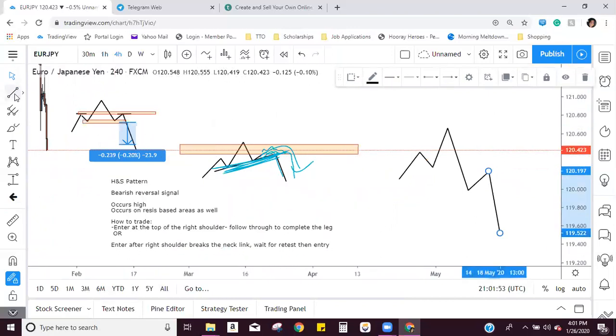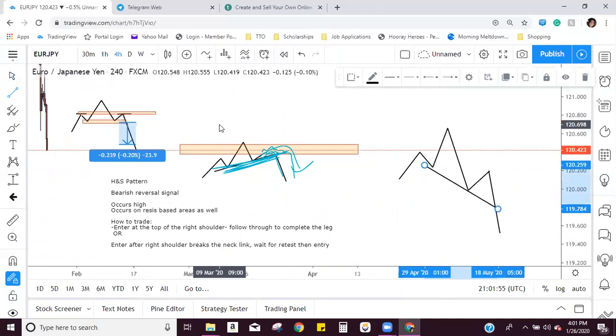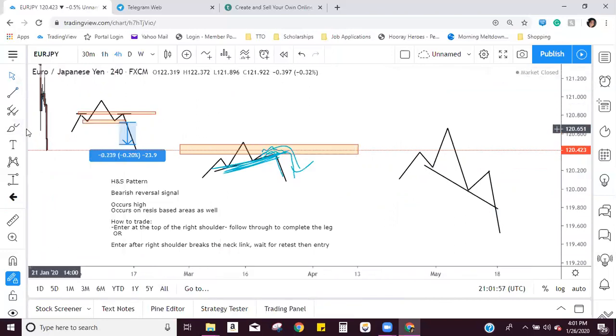It breaks structure. It broke the higher low. Since the higher low is broken, price is just retesting. It's literally just doing break retest. It broke the neckline. It already did everything it has to do.